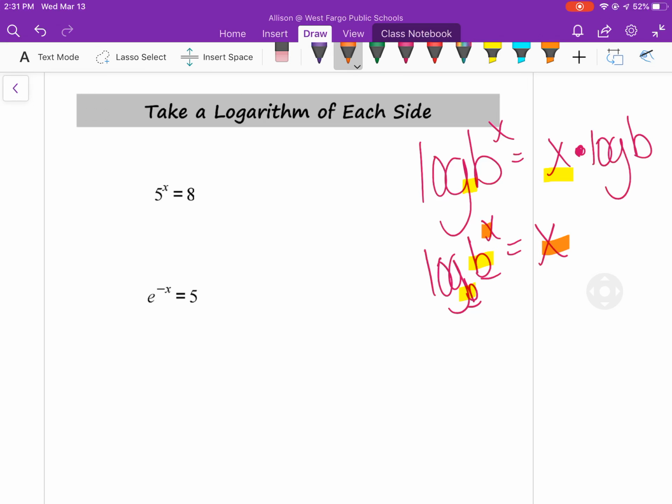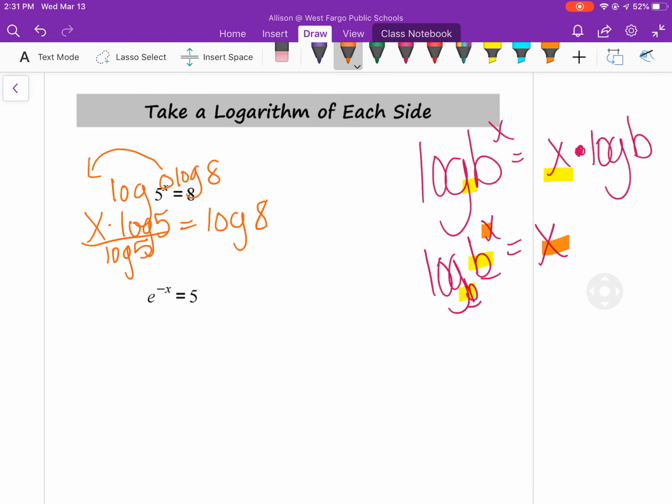So taking the log of both sides. So log of 5 to the x and log of 8. So logging both sides, because then I can take this exponent of x and take it out front. So it's the same thing. Log of 5x is the same thing as x times the log of 5. And that equals the log of 8. Then I can solve for x by dividing both sides by the log of 5. So x equals the log of 8 divided by the log of 5.